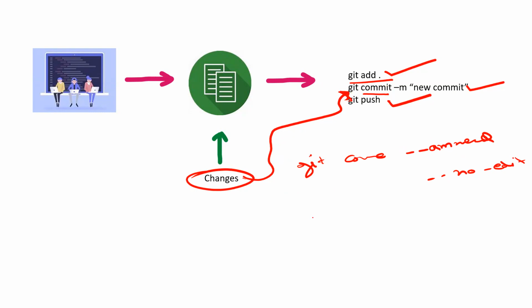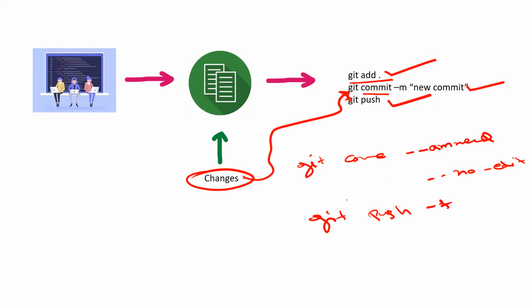Once this is done, you need to push it forcefully. You need to use -f and push it forcefully. Once you do that, whatever new changes are made will be part of the last commit itself. There won't be a new commit at all.